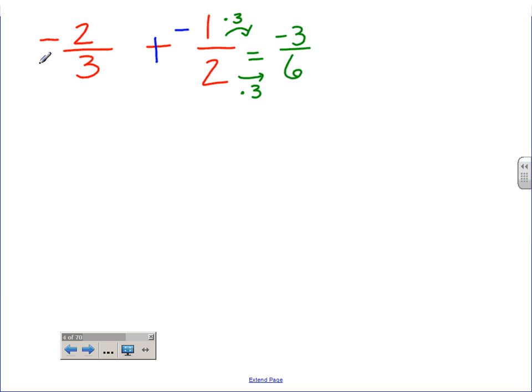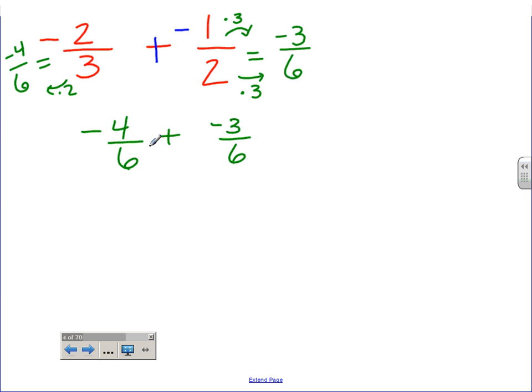All right, then I'm going to come over here and change this to 6. So I think, how do I get from 3 to 6? And it's times 2. So on the top, I'm going to do times 2. So negative 2 times 2 is negative 4. So here's my new problem. I have negative 4/6 plus negative 3/6.